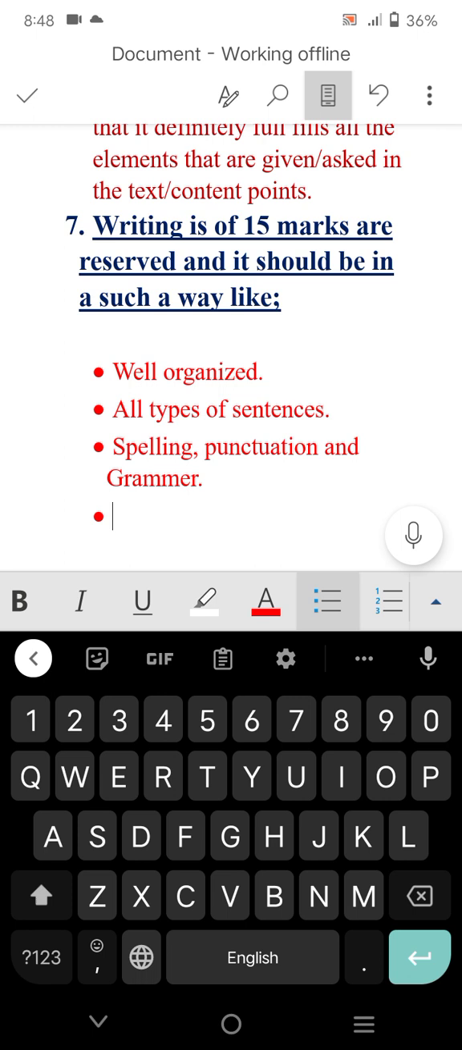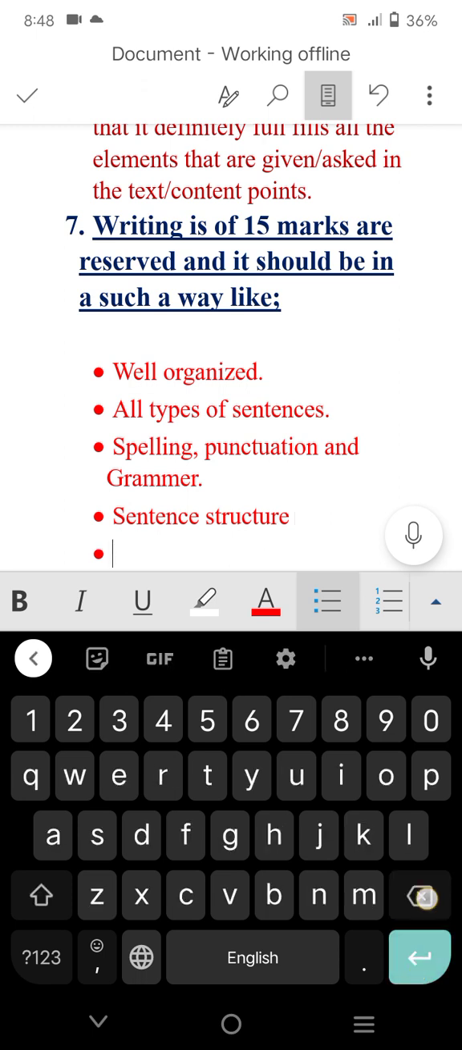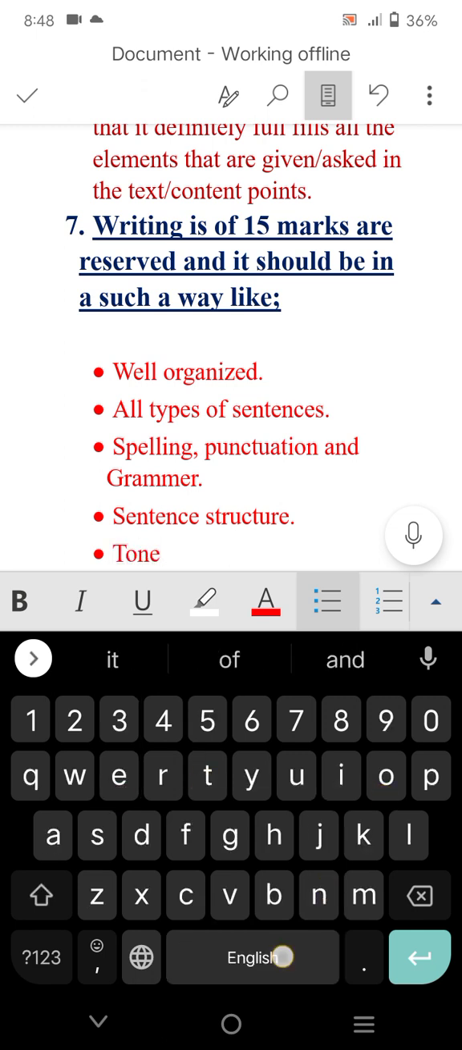The fourth most important is sentence structure, meaning it should be well linked and well developed. Tone is also important. If it is writing a magazine article, it should have a formal tone and good vocabulary, so that the checker can understand it and give the highest marks.